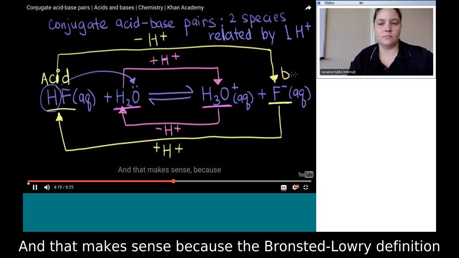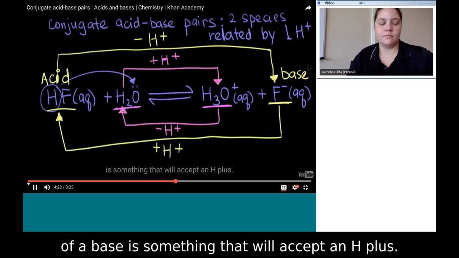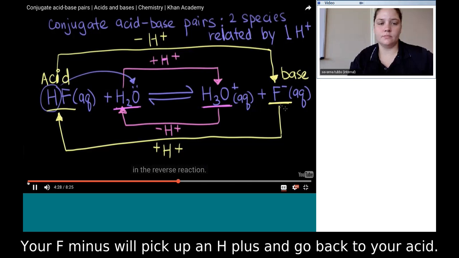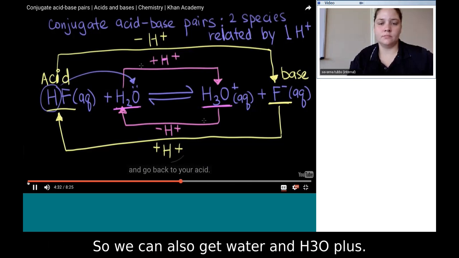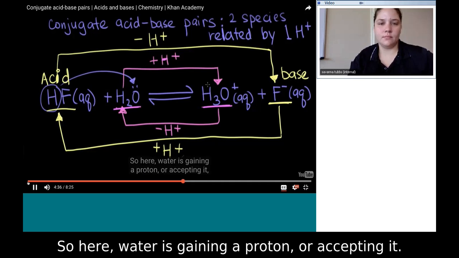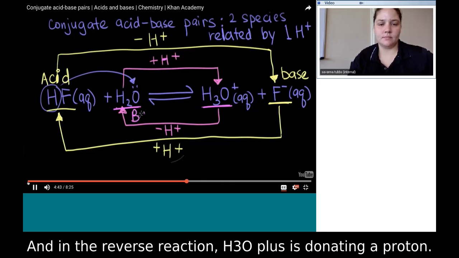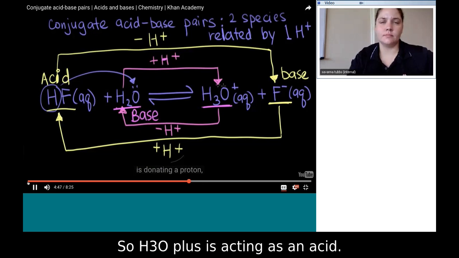That makes sense because the Bronsted-Lowry definition of a base is something that will accept an H plus, and that's exactly what it does in the reverse reaction. Your F minus will pick up an H plus and go back to your acid. We can also look at water and H3O plus. Here, water is gaining, or accepting, a proton, so water is acting as a base. And in the reverse reaction, H3O plus is donating a proton, so H3O plus is acting as an acid.